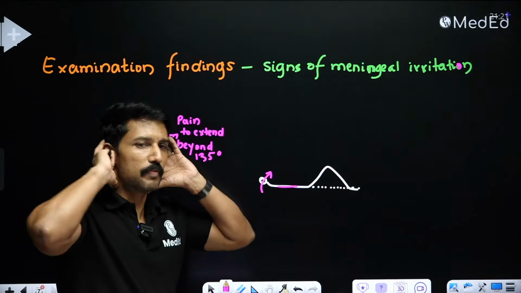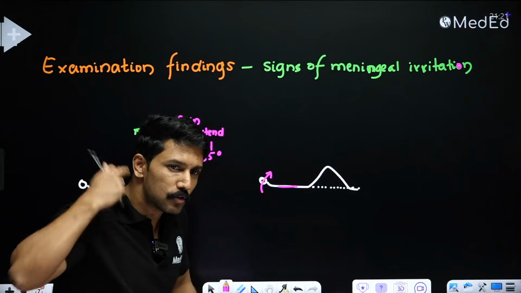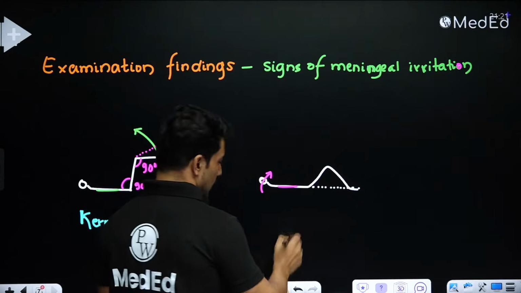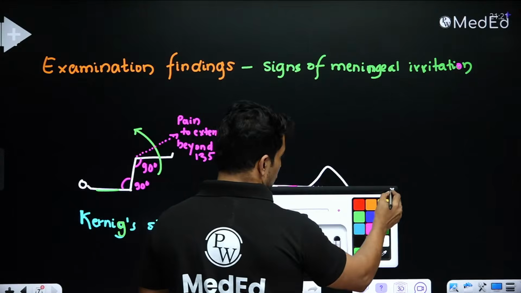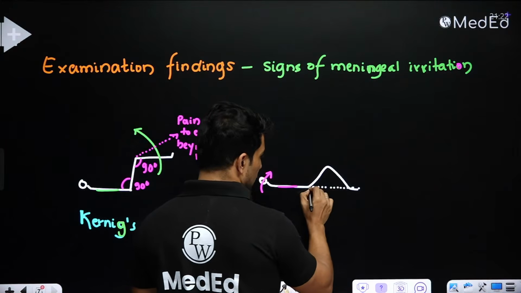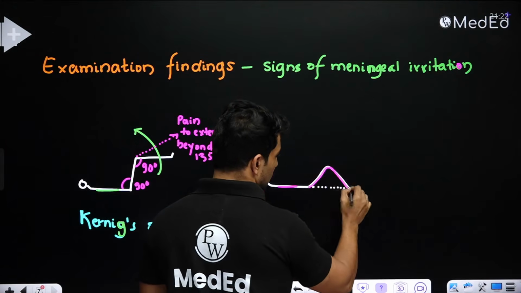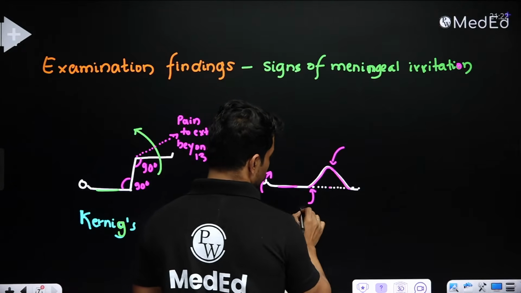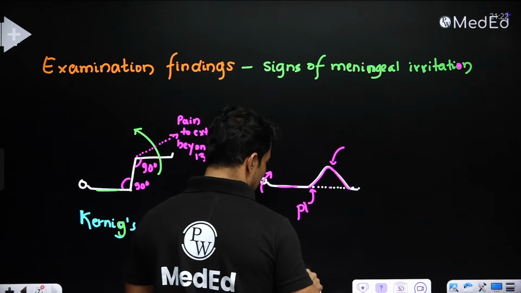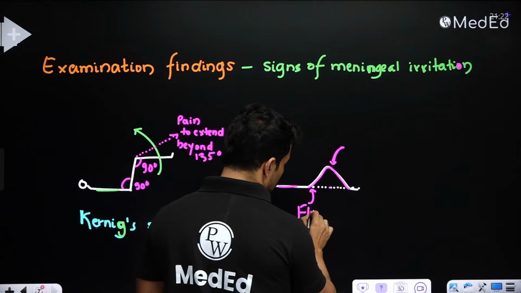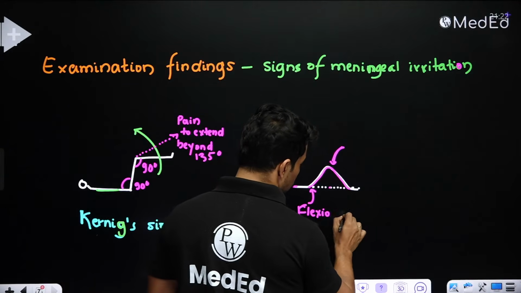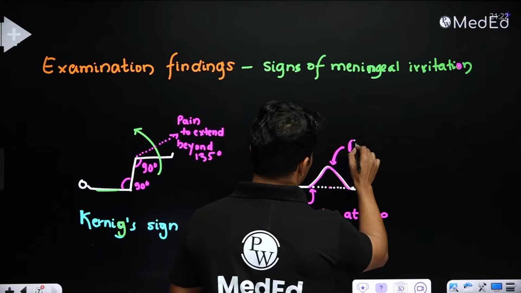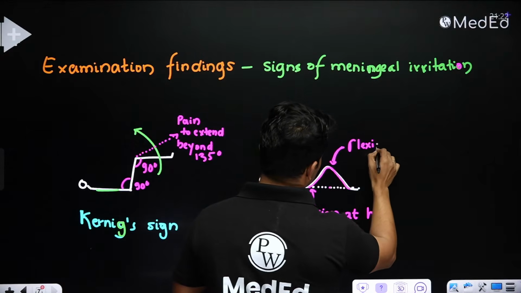To avoid this pain, the patient tries to shorten the spine, which I have stretched by flexing the patient's neck. How will he shorten the spine? He will withdraw the leg. So I had asked him to lie down flat on the bed, but he will withdraw the leg. So there will be flexion at two joints: flexion at the hip joint and flexion at the knee joint.